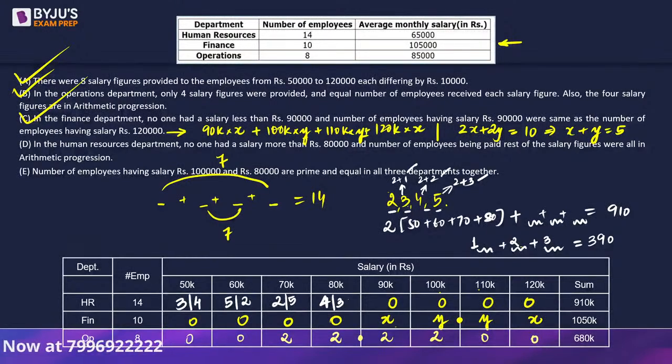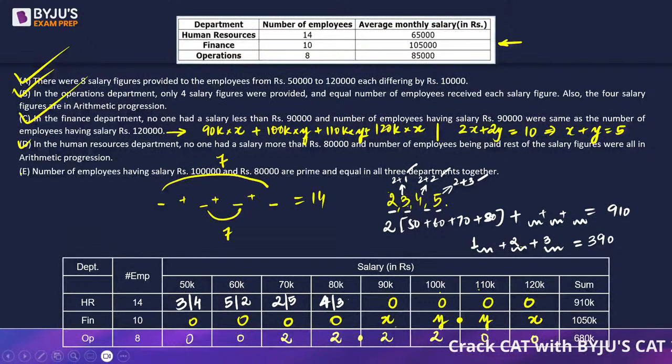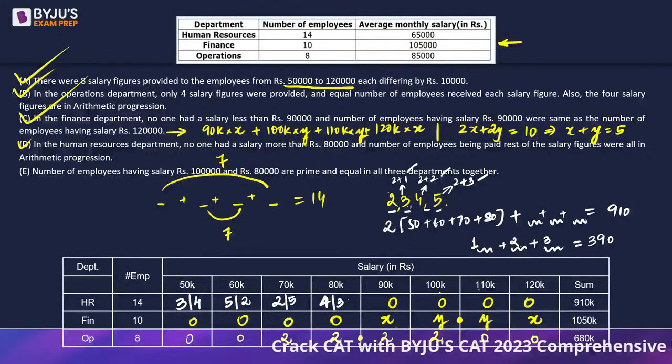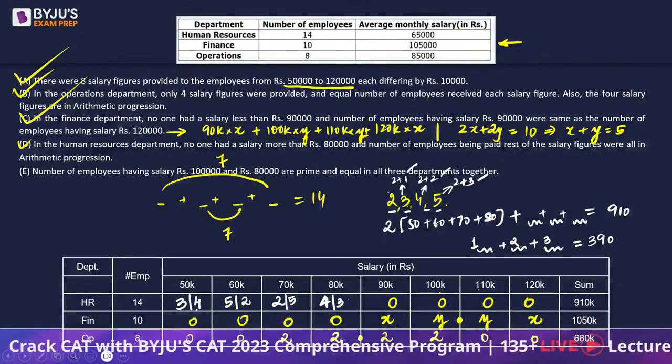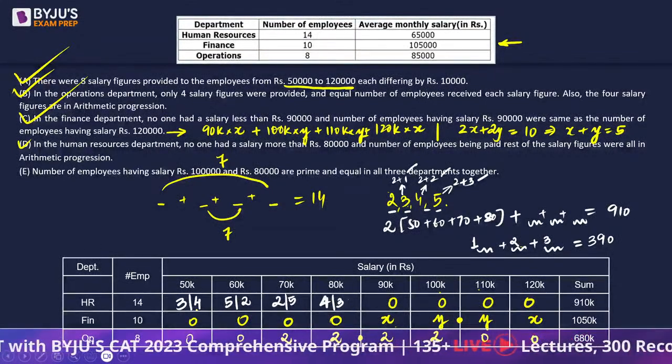How can we know what table we have to form? Himanshu, since the information is about the number of people who are getting a certain salary amount, I need all the salaries, 50 to 120,000. So that's why those columns were required. And under each column, under each department, we have to write down how many employees get which salary. So I need the complete classification.